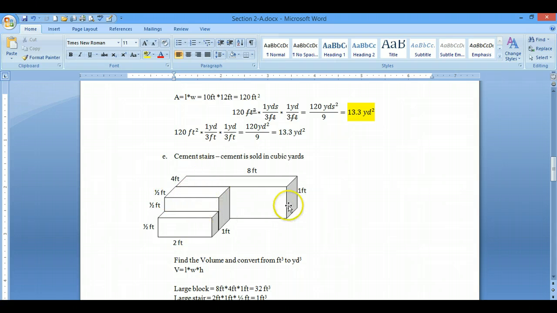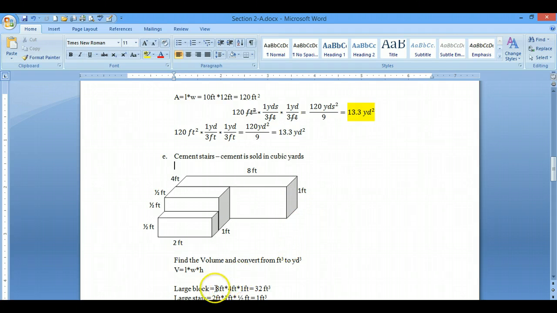Now the larger column in the back, I have a 4 foot, I know this is not drawn to scale, so I have 4 feet here. The length of this one is 8 feet, and the height is 1 foot. And that also matches up with the height over here. If my stair is only half a foot, then this is 1 foot, which matches the 1 foot here.